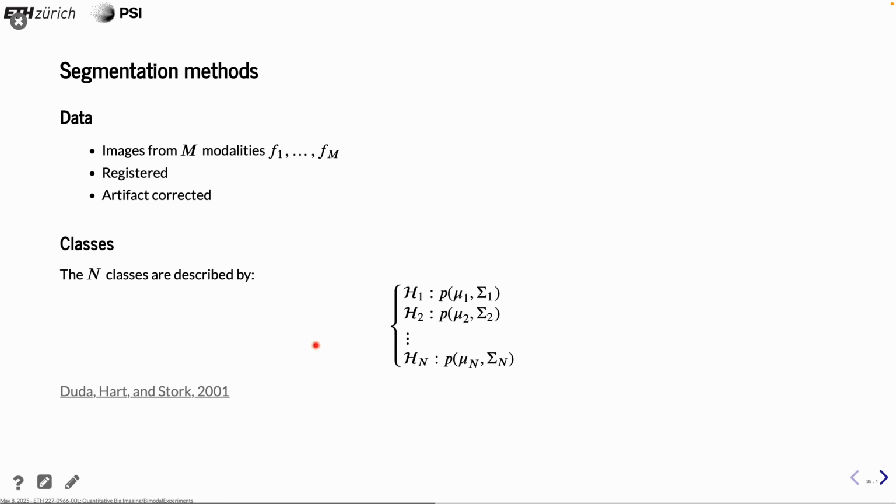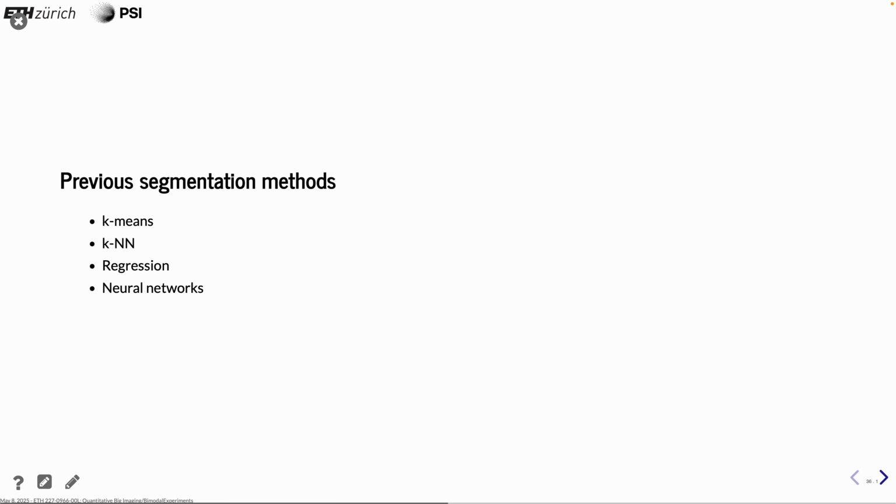So what we can do is look into different segmentation methods. We can set up some hypothesis testing based on all these classes. You can do multivariate hypothesis testing for the different classes. And if you want to read about that, there is a good reference by Duda, Hart and Stork. And here you can set up likelihood ratios, for example. That would be one way. But what we can also look at are segmentation methods that we have looked into before. So we have k-means, k-nearest neighbors, regression, and also neural networks and deep learning can be very helpful in this task.